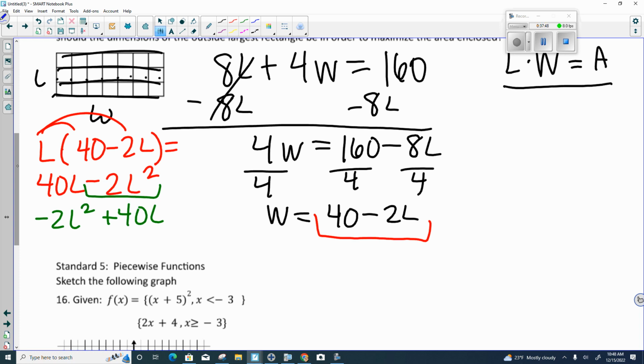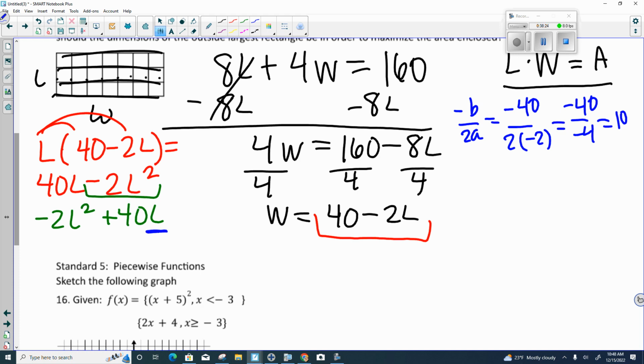How do you find the vertex from standard form? Negative b over 2a is the first part of it. So negative b here is negative 40. 2 times a is 2 times negative 2. So what did I just find? 10. What is that? Is it the area? Is it the length? Is it the number of sheep? Is it the width?